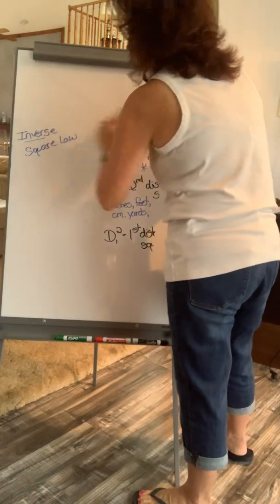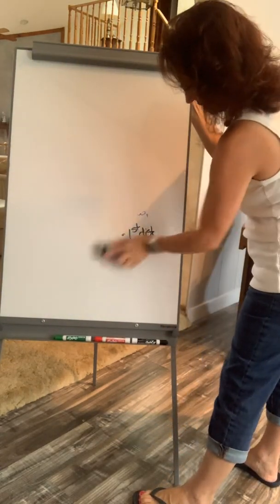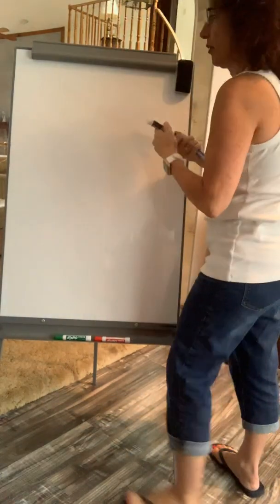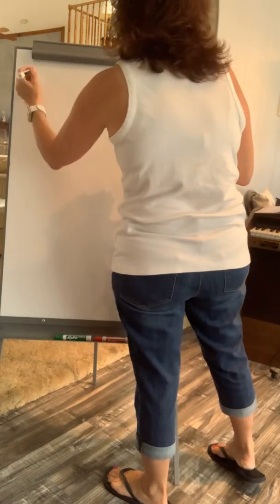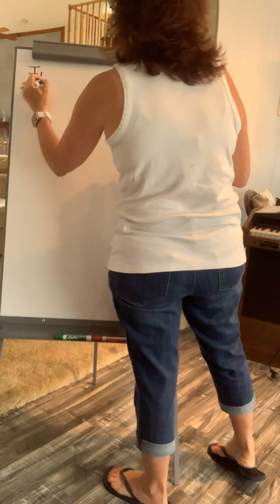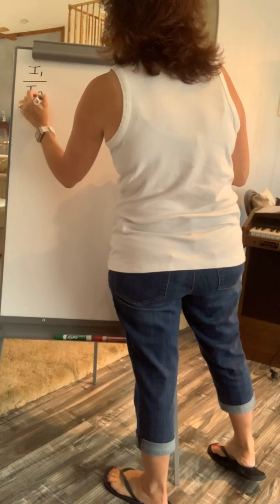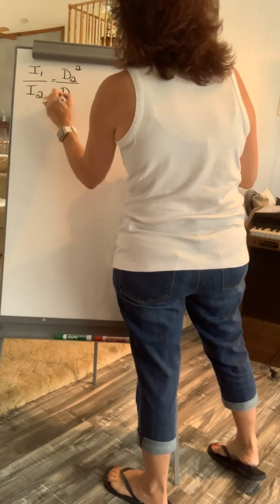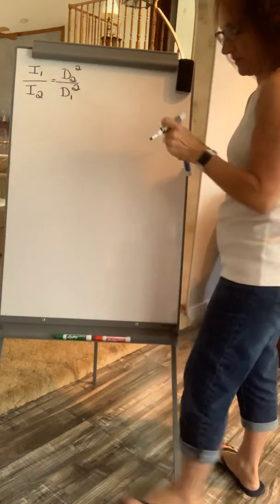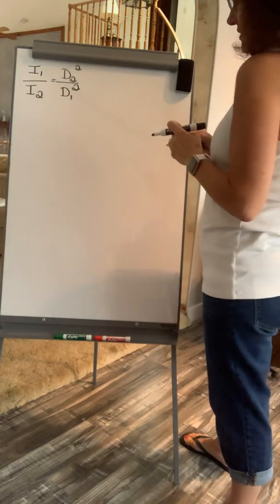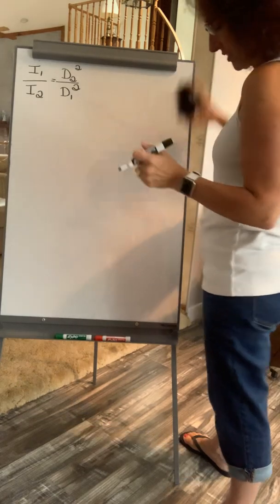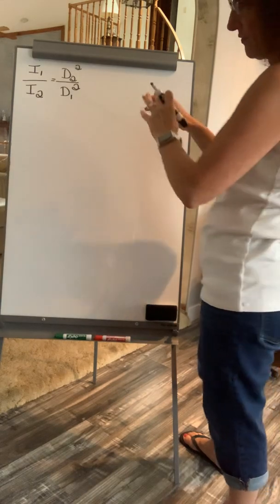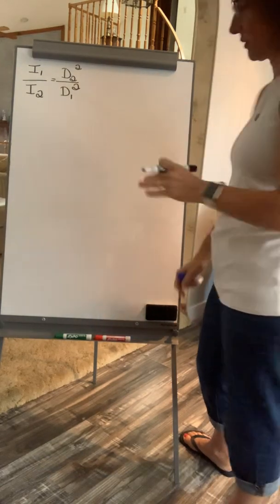I'll put the formula back up just so you can make sure that you're getting that correct. All right, so let's put the formula up. I'm going to write it small. I1 over I2 equals D2 squared over D1 squared. Now let me give you a word problem. I'm going to write small, I'm warning you, because I'm going to show you how to figure out where to plug it in, and then I'm going to do the math.